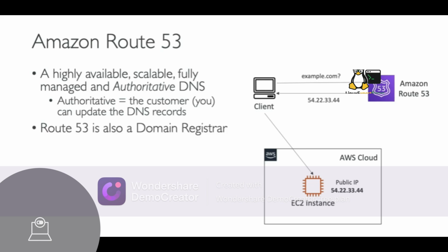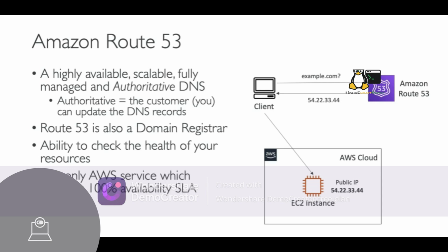Route 53 is also a domain registrar, so we'll be able to register our own domain names there, such as example.com. And we'll be doing this in the hands-on to get started with this service. We also have the ability to check the health of the resources within Route 53. We'll see this in the section. And this is the only service in AWS that provides a 100% availability SLA. Finally, why is it called Route 53? Well, 53 is a reference to the traditional DNS port used by DNS services, hence the name.